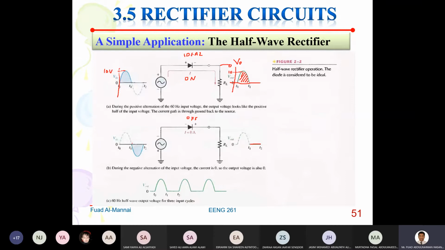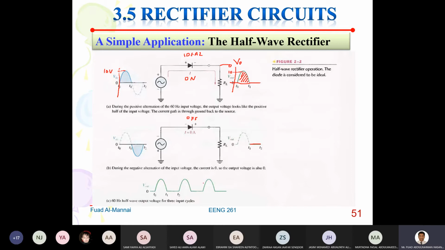So during the positive half cycle, the diode will be on, and therefore the output will see the positive output. The whole cycle will pass to the output. During the negative half cycle, the diode will be off, meaning open circuit, and therefore the output will not see it. It will be 0. When you repeat it, you will get this at the bottom here: on, off, on, off, on, off.